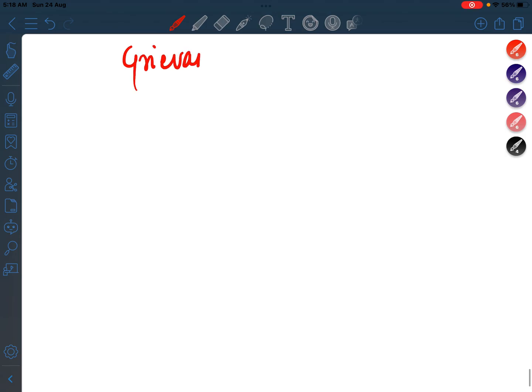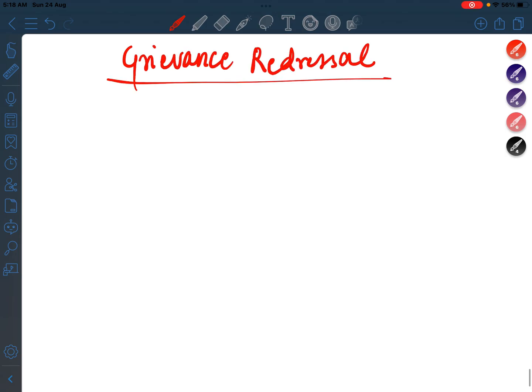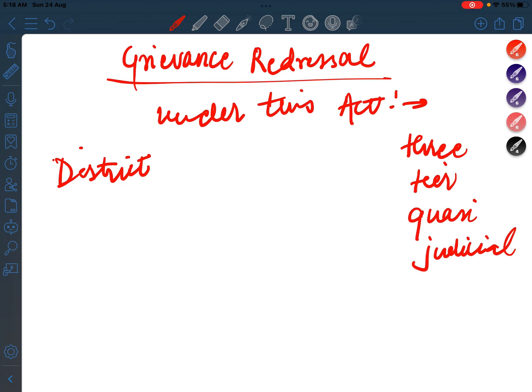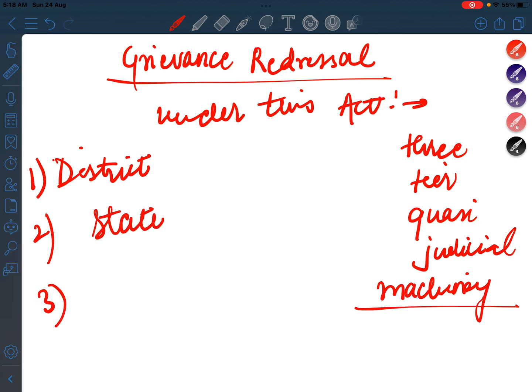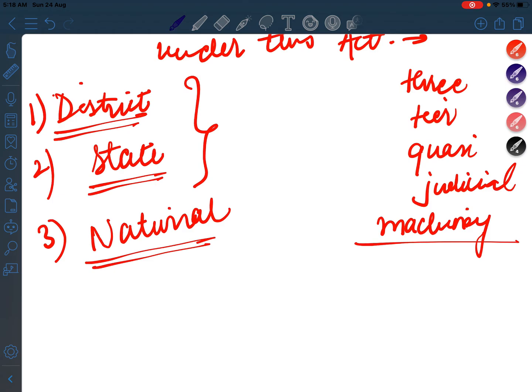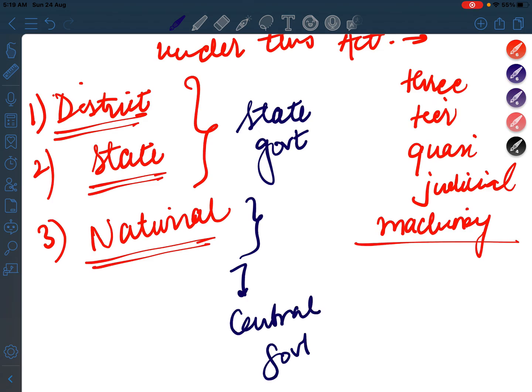Also, the grievance redressal which has been provided under this act is at the district level. It's a 3-tier quasi-judicial machinery, you can say. So at the district level, at the state level, and at the national level. At the district level it is called the District Consumer Redressal Commission. In short, it is the District Commission. Similarly, the State Commission and the National Commission. District and state are constituted by the state government, and national is obviously constituted by the central government.